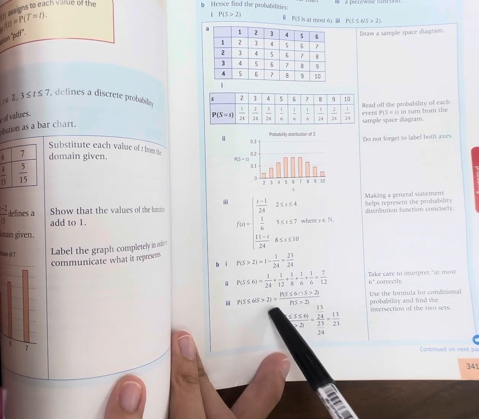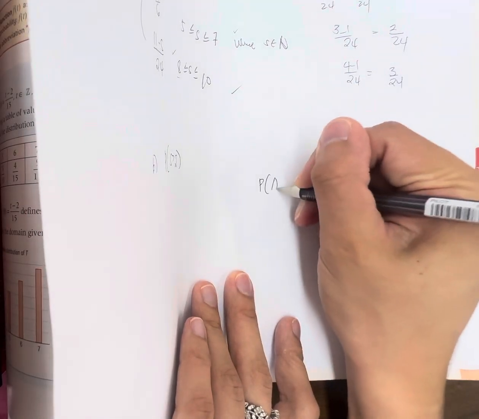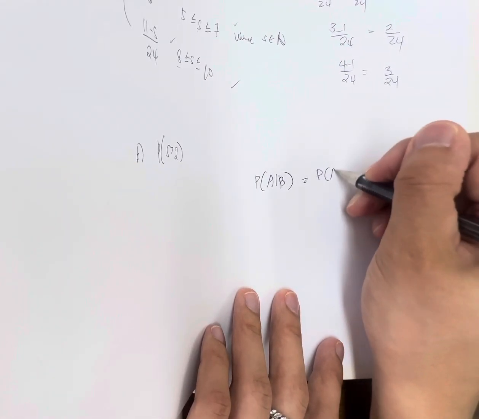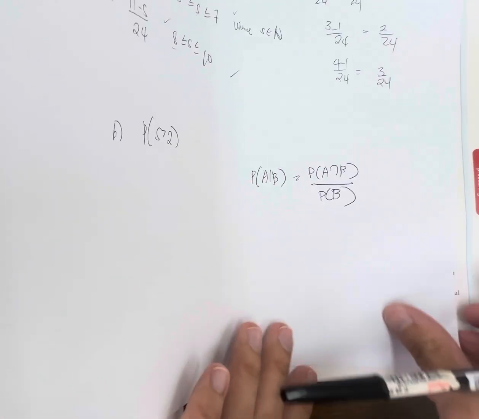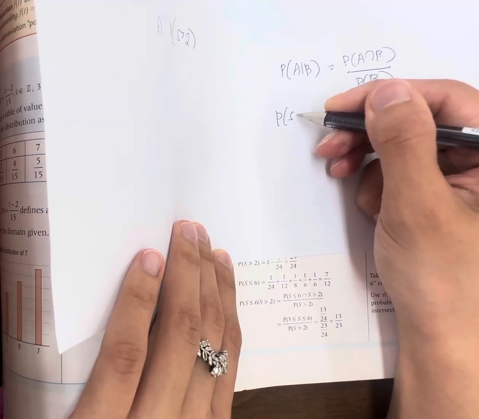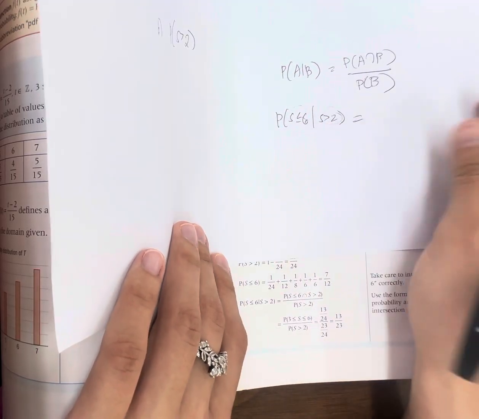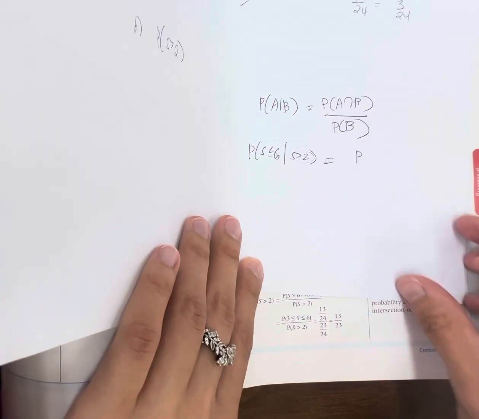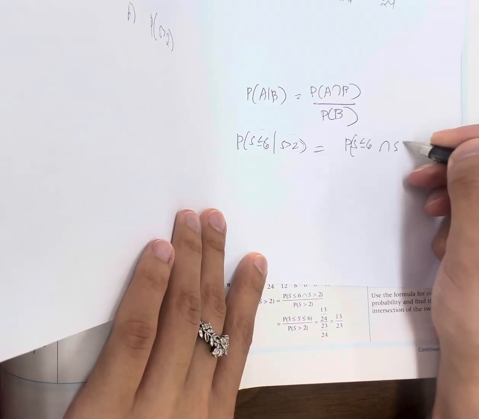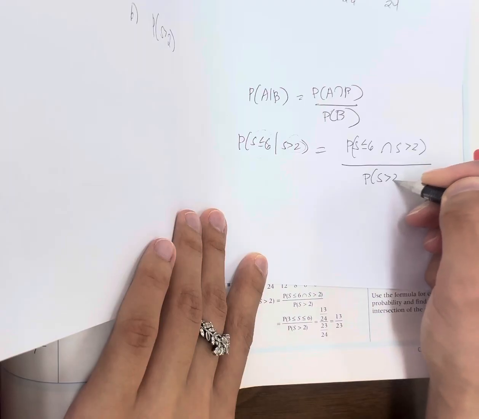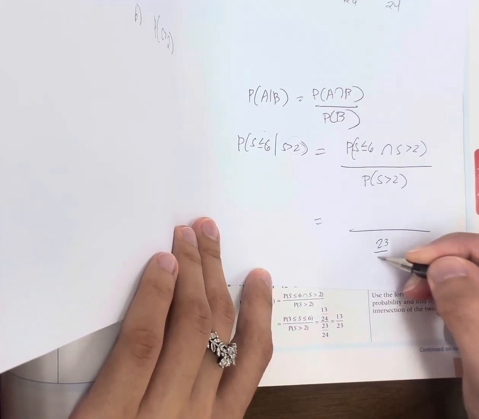Well, you just have to follow the rule that we've established earlier. And in case you forgot, the rule for conditional probability is the intersection of both divided by the probability of the given. So in this case, if this were to be A and this were to be B, what would this be? This will be the probability of S less than or equal to 6 intersection S greater than 2, over the probability of S greater than 2, right? Well, what is the probability that S is greater than 2? From the previous problem, we know that that is 23 over 24.